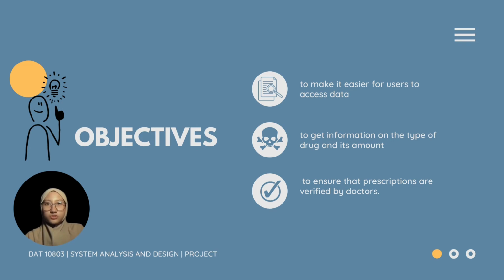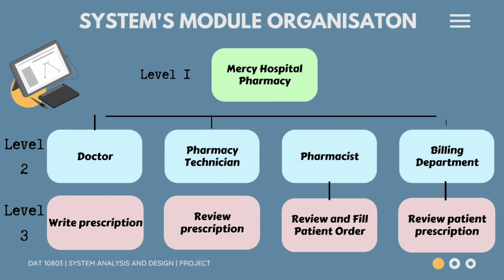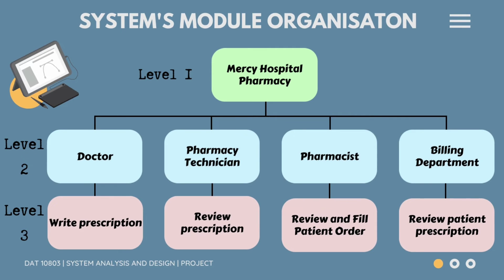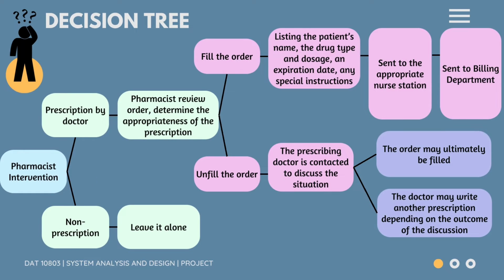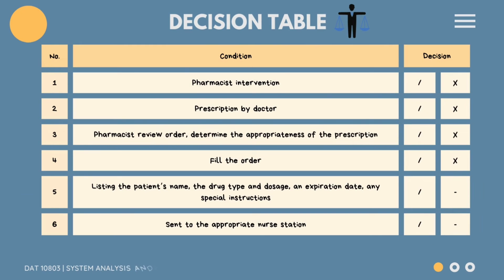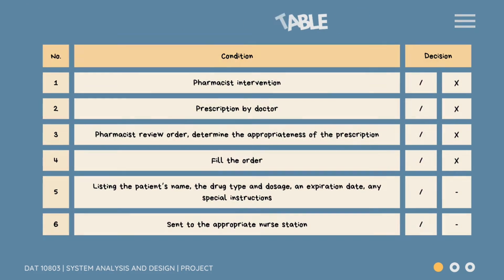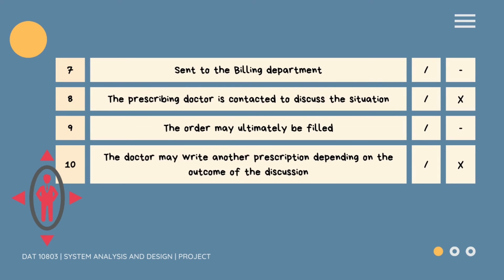Last, to ensure that the prescription is verified by the doctor before being given to the user so that no unwanted accident occurs. This is the system module organization for our system. This is the decision tree for our system. Lastly, this is our decision table for our system.